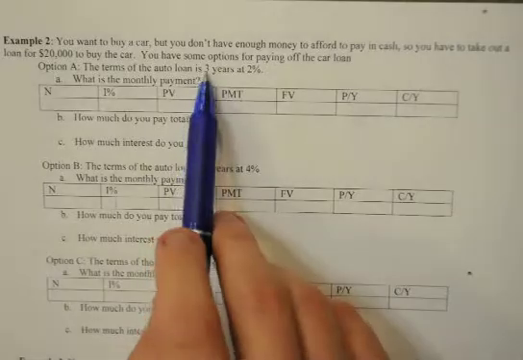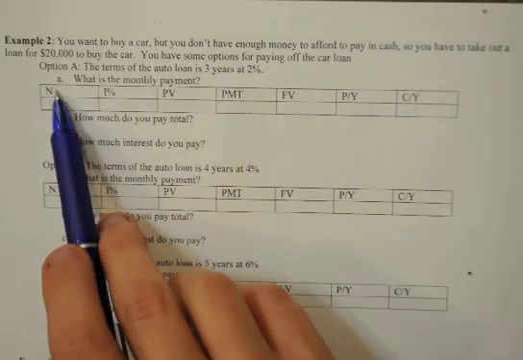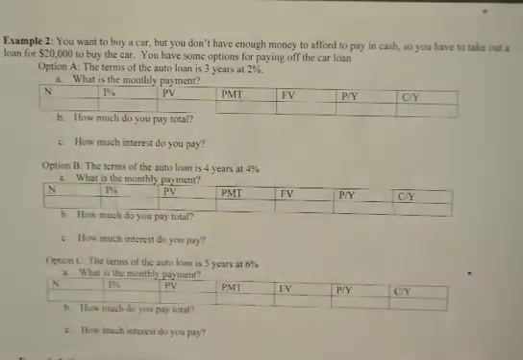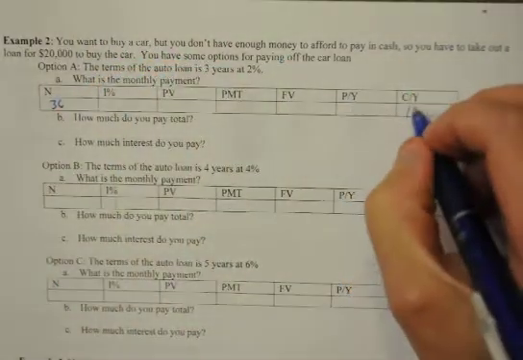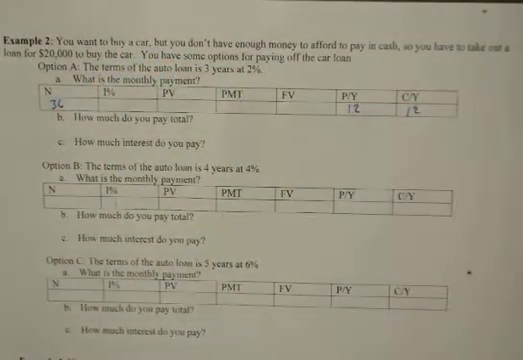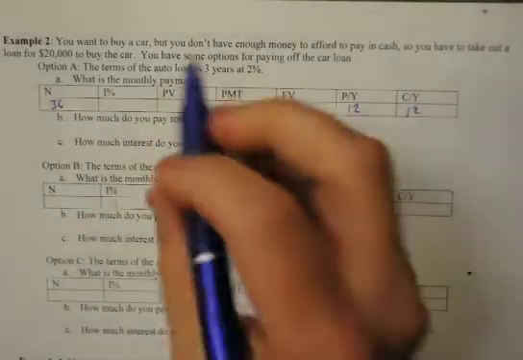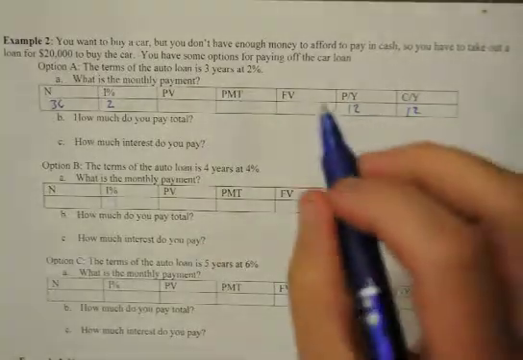So for the first one, we're doing 3 years. So N would be 3 times 12, because we are compounding 12 times per year and paying 12 times per year. Next, interest rate for this one was 2%.